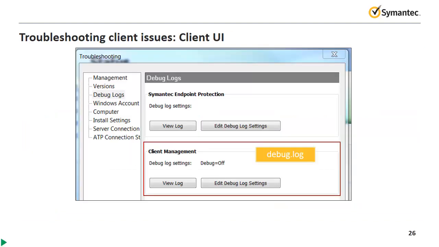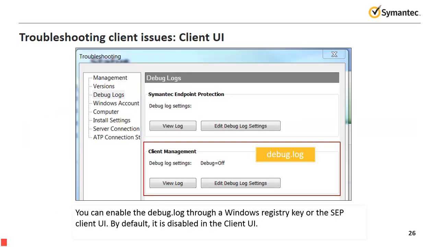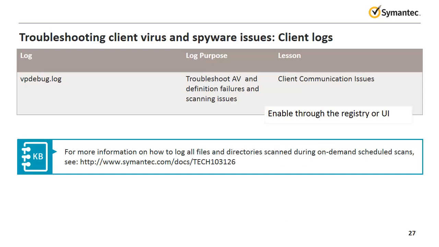For Windows platforms, you can also enable debug logging directly in the UI. It's the preferred method for turning on client debug when the client is available. In addition to troubleshooting client communication, you can also gather logs for antivirus, definition failures, and scanning issues. You can enable vpdebug.log in the client UI or from the Windows registry. For more information, see the KB listed on the screen.